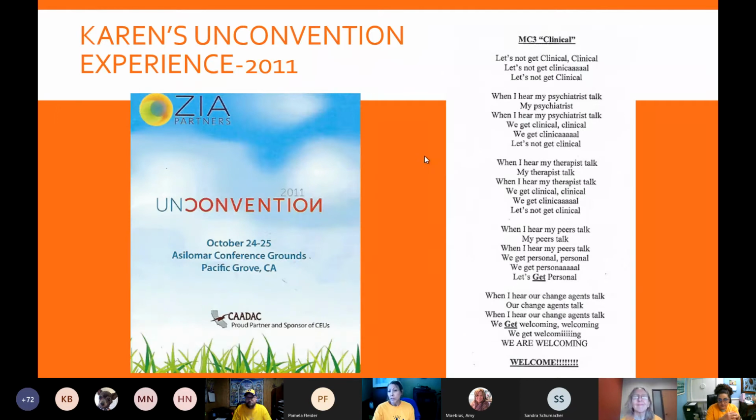So the unconvention occurred. Everyone hears of conventions, and it was an unconvention because they didn't want it to be conventional, like a boring old presentation with breakout sessions. Yes, we had those, but it took place in Pacific Grove, California. We had an MC3 meeting and everyone put in a raffle ticket, and a certain number of people from different agencies won a chance to fly to California for this conference in October, and it was amazing. I was so happy to win it.